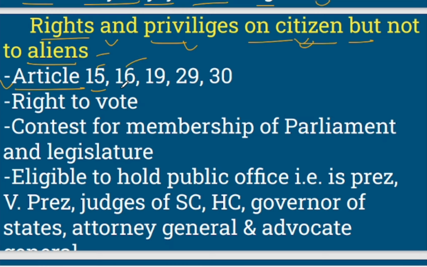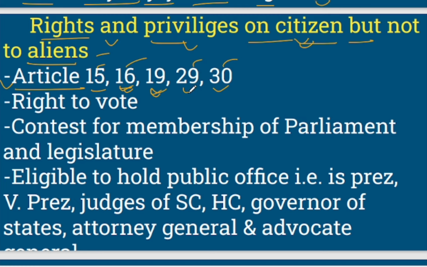Then Article 16. In Article 16 there is equality of opportunity in matters of public employment. This as well is exclusive for citizens. Then Article 19. The most common right, we all know, protection of certain rights regarding freedom of speech, etc. This is also exclusively for citizens of India. Then Article 29 and Article 30. These are cultural and educational rights, right? 29 is cultural rights, Article 30 is educational right. These two articles as well are exclusive for citizens.